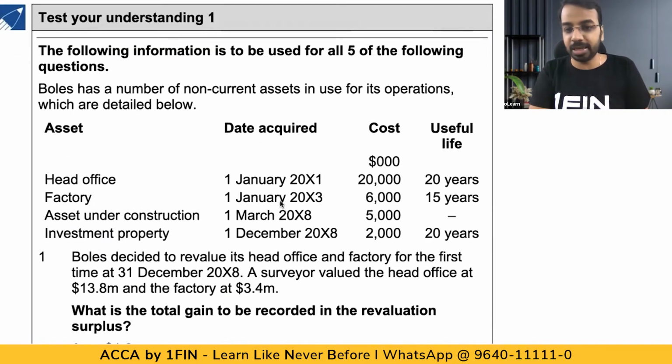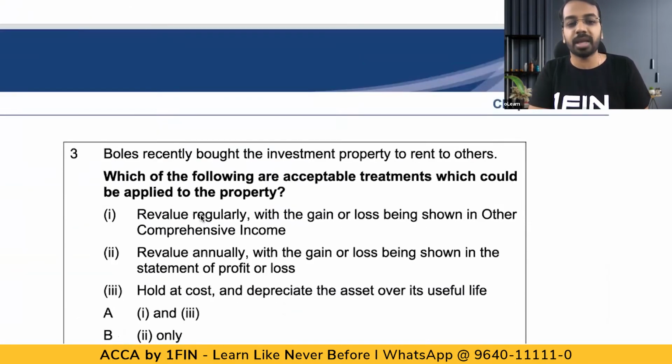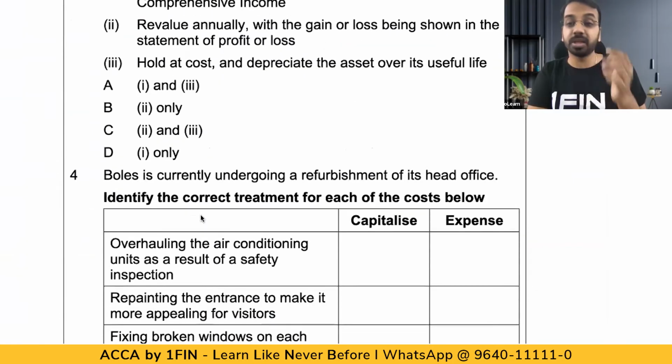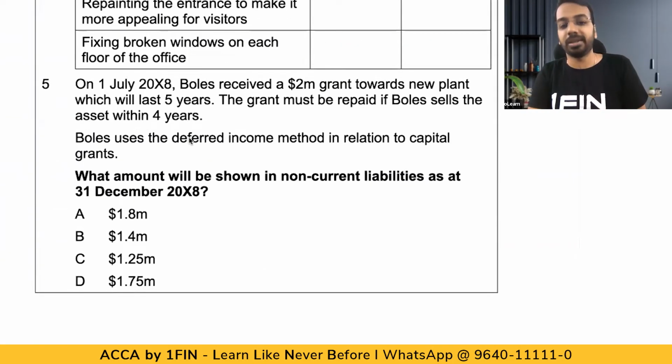This entire thing is a case, and based on that, there are 5 questions: 1, 2, 3, 4, and 5. So these are objective type questions which you are supposed to answer based on the given information.